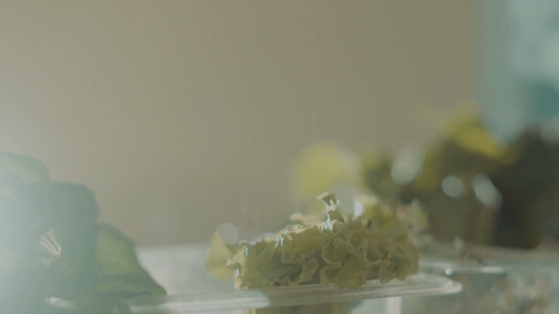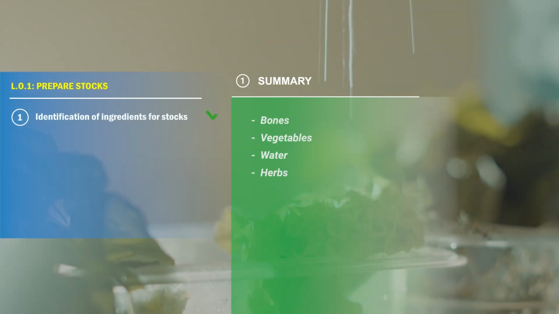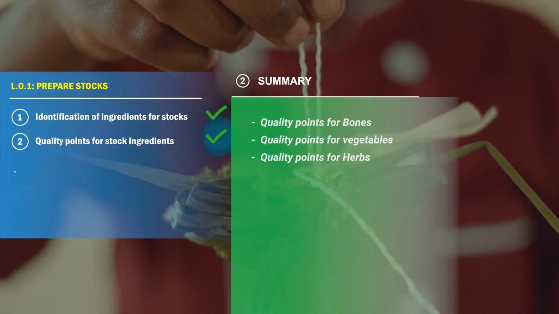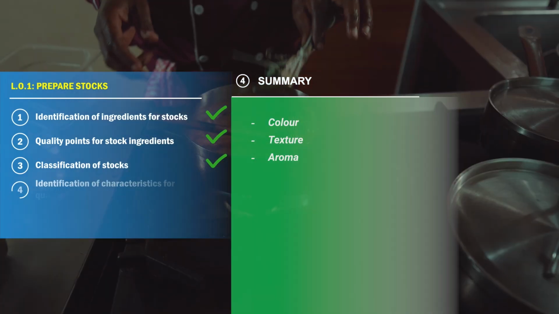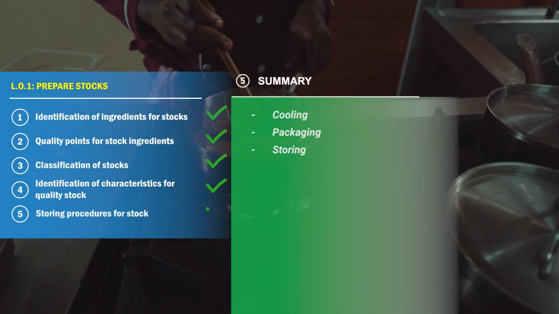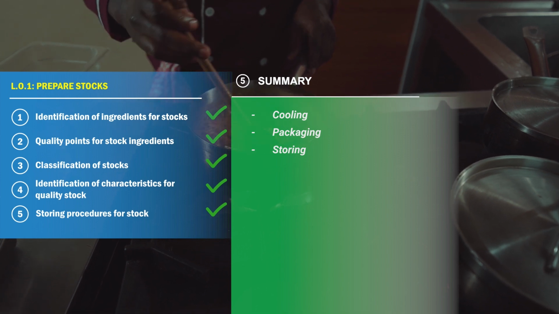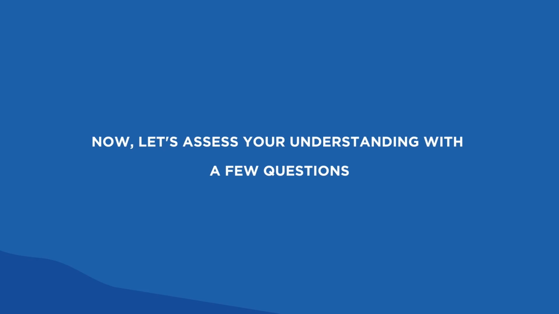In summary, we've covered the identification of stock ingredients, quality points, classification, characteristics of quality stock, and storing procedures. Now, let's assess your understanding with a few questions.